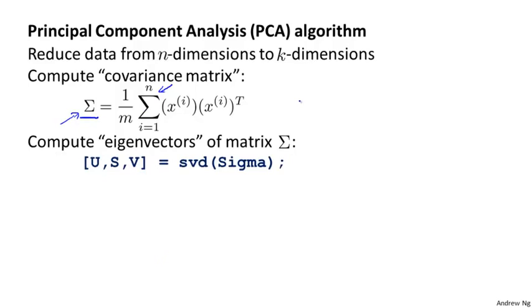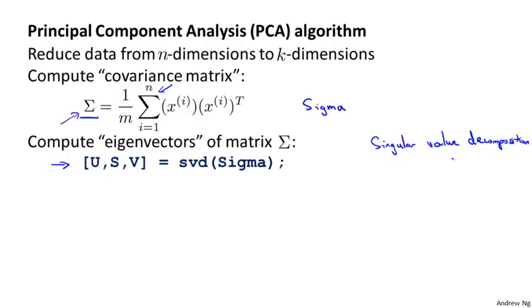Having computed this matrix sigma, and let's say we were to store it in an Octave variable called sigma, what we need to do is then compute something called the eigenvectors of the matrix sigma. And in Octave, the way you do that is you use this command, [U, S, V] = svd(sigma). SVD, by the way, stands for singular value decomposition.